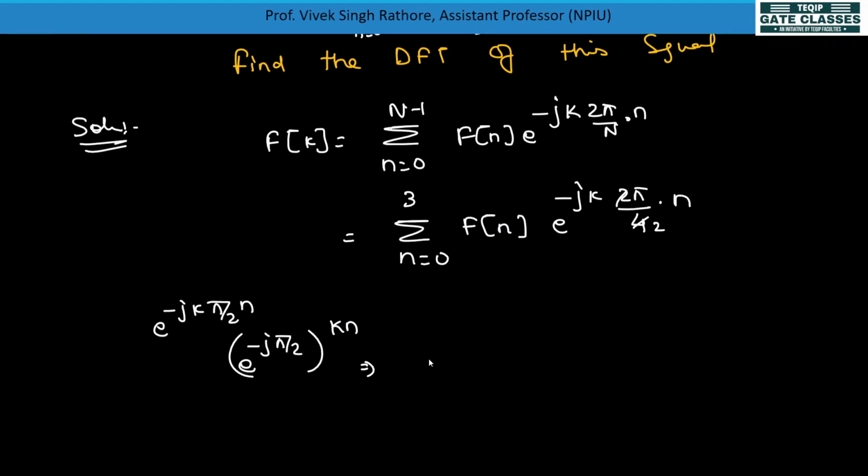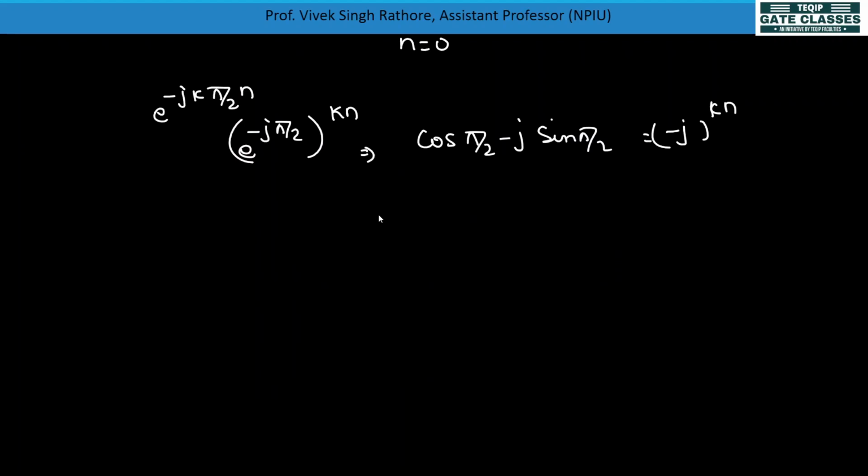So e to the power minus j pi by 2 you can write as cos pi by 2 minus j sin pi by 2. Cos pi by 2 is nothing but 0 and sin pi by 2 is nothing but 1. So the value is minus j, and overall it will be minus j to the power k n. So we can put here summation of n equal to 0 to 3, f of n, and simply minus j to the power k n.